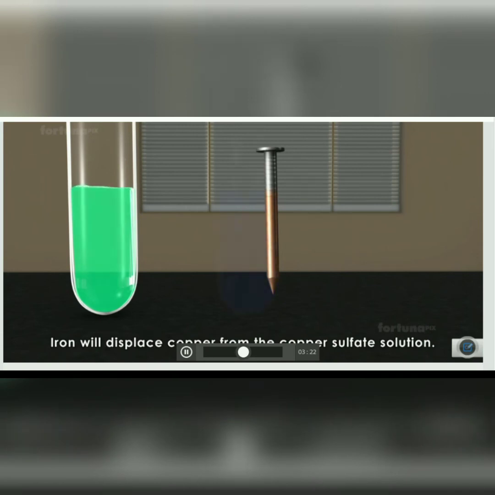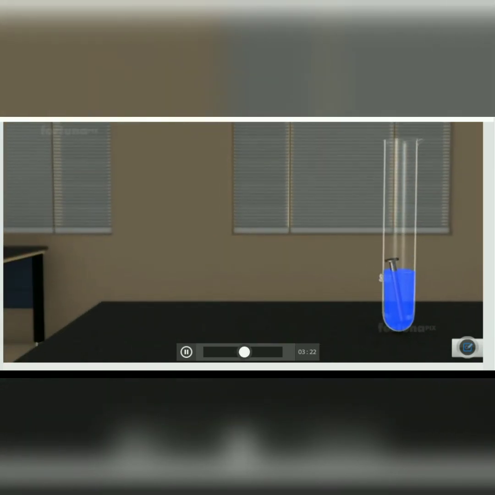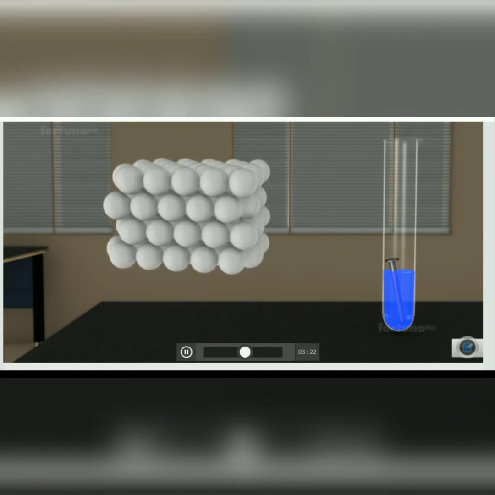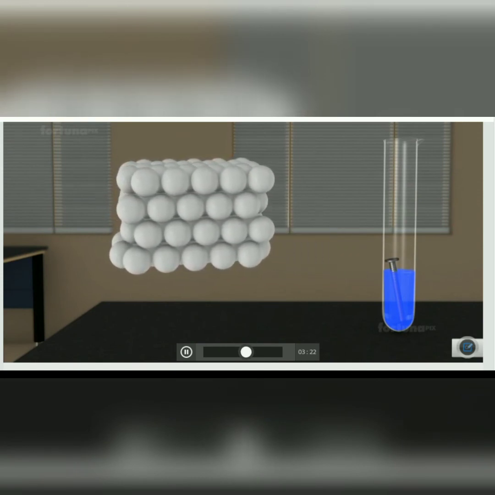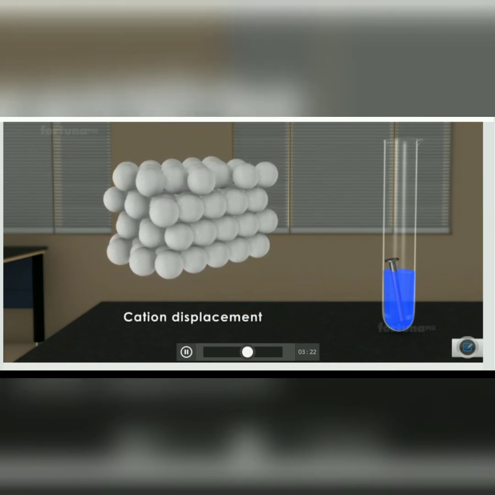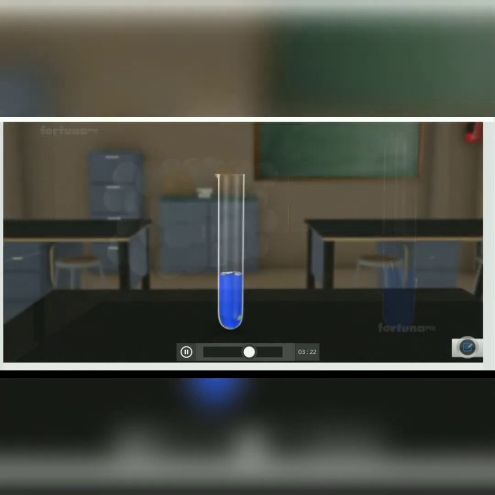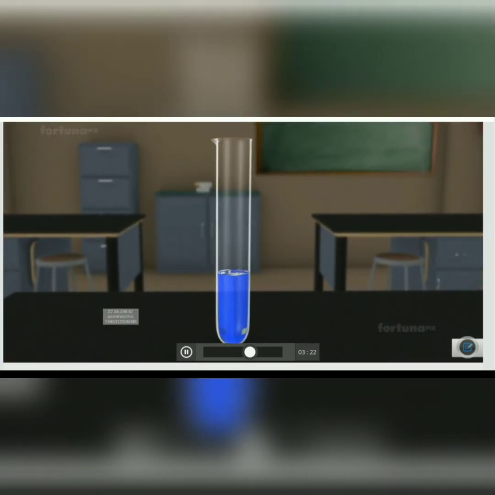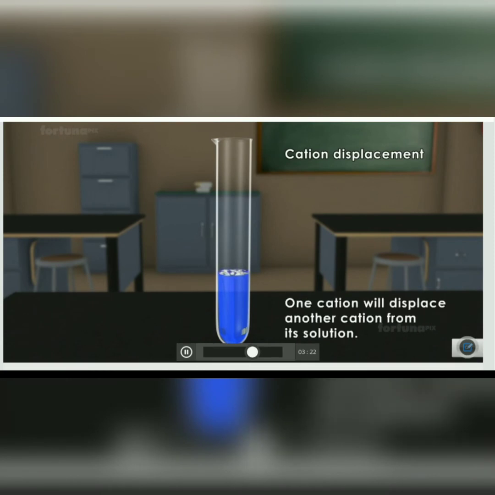The displacement reaction can be further divided into two categories by the nature of the displaced ion, referred to as cation displacement or anion displacement reactions. As you know, compounds are made up of two types of ions, cations and anions, and we can displace either cations or anions from a compound. In cation displacement, one cation displaces another cation.